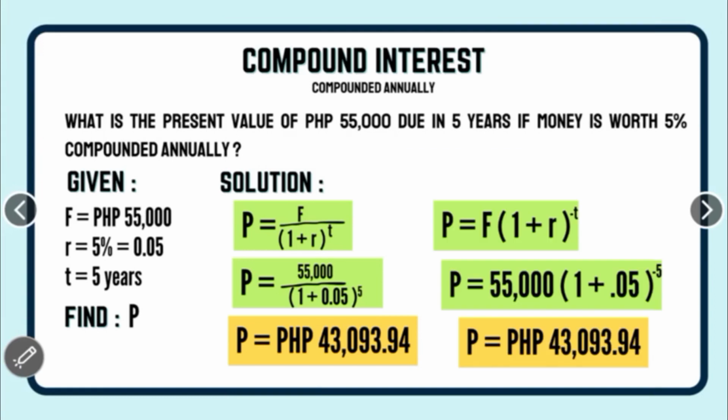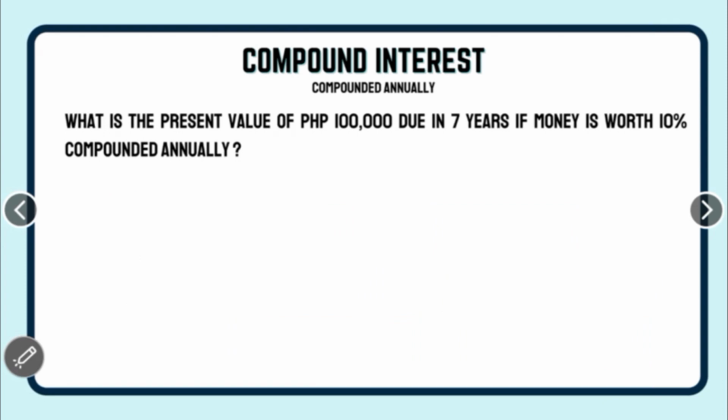We can also use the other formula, but that is just the same answer. So P is equal to F times the quantity of 1 plus R raised to negative T. So the given will be substituted to the formula. So 1 plus 0.05 raised to negative 5 and multiplied by 55,000. And the answer, of course, is just the same, 43,093.94.